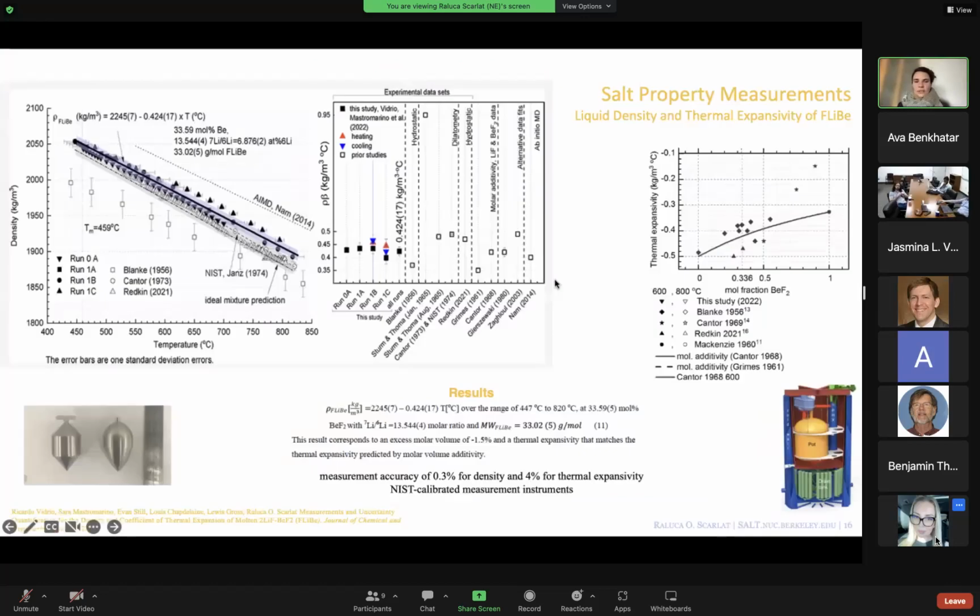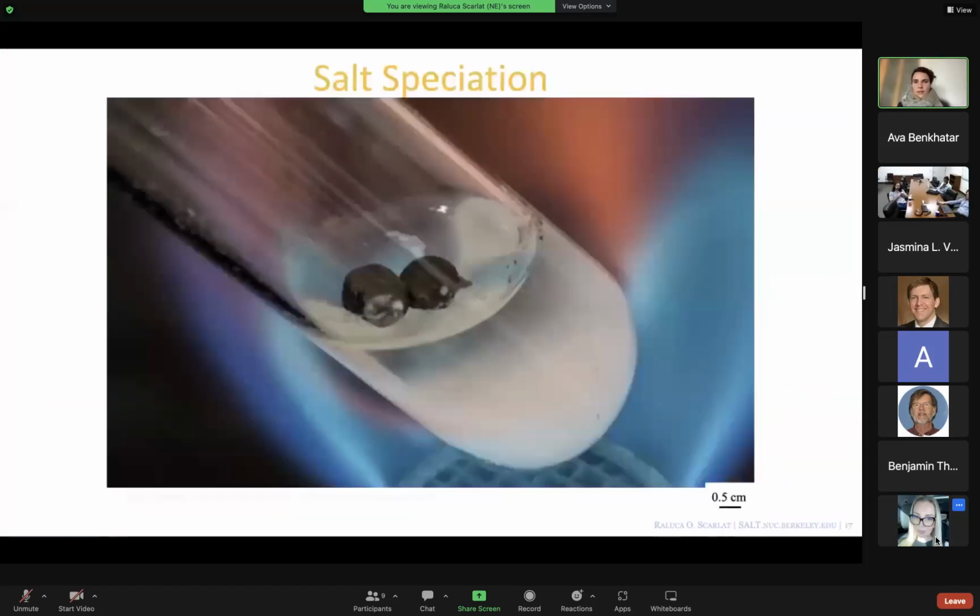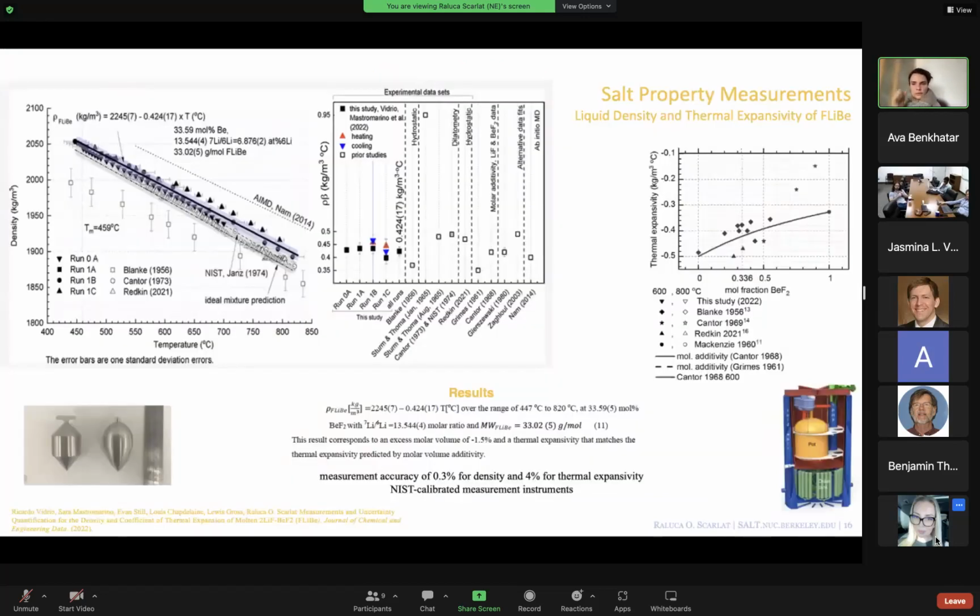All right, so that was one example of salt property measurements. I'll pause here before I talk about salt speciation and electrochemical techniques. Are there any questions?